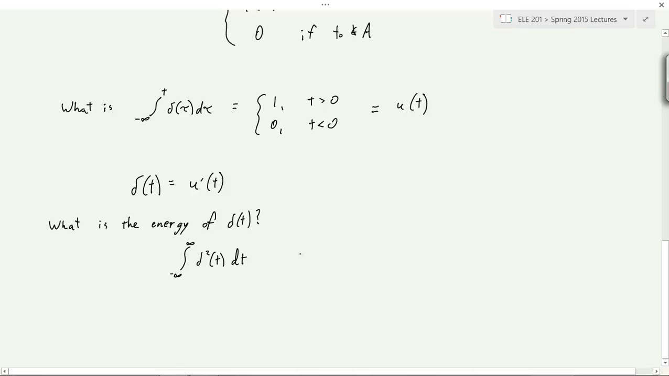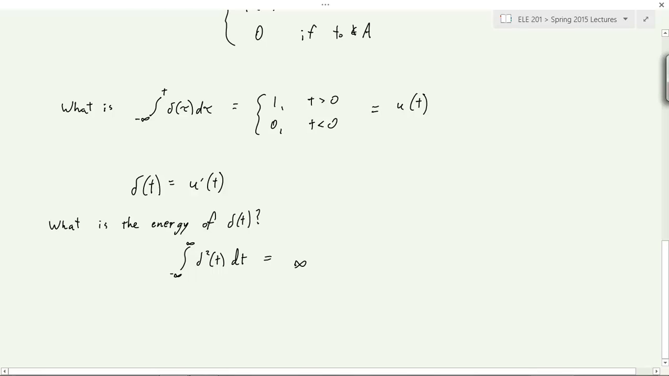the problem is we don't have a way of handling two delta functions multiplied together. We should consider that an undefined thing. And you'll learn later reasons to understand that this is actually infinity. The energy of the delta function is actually infinity.